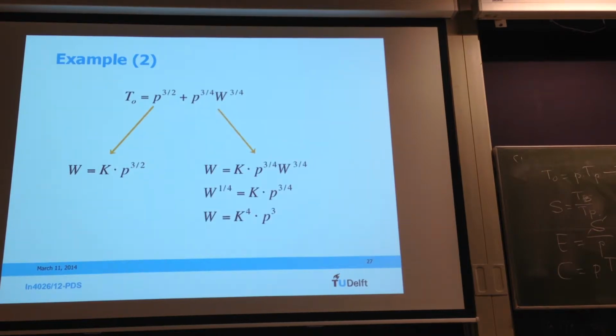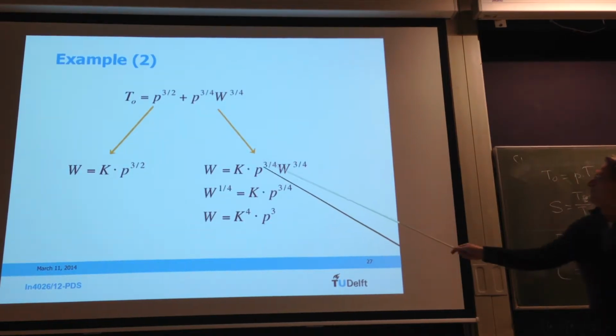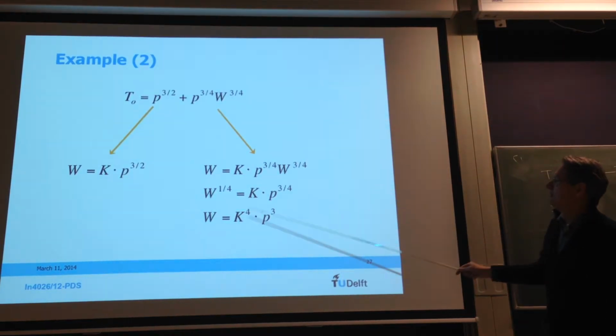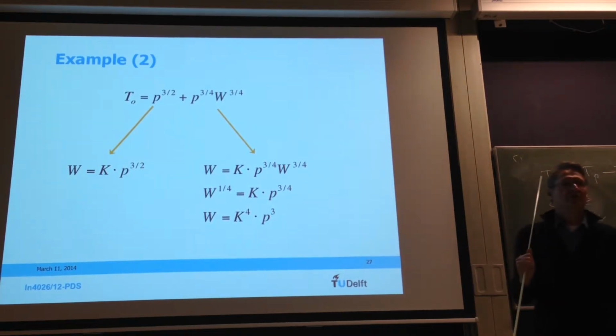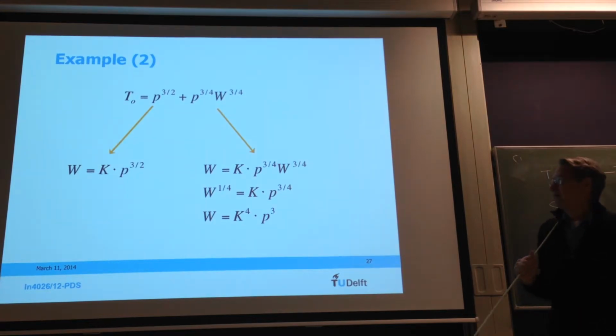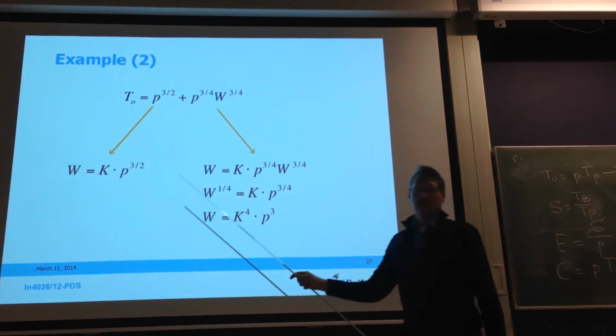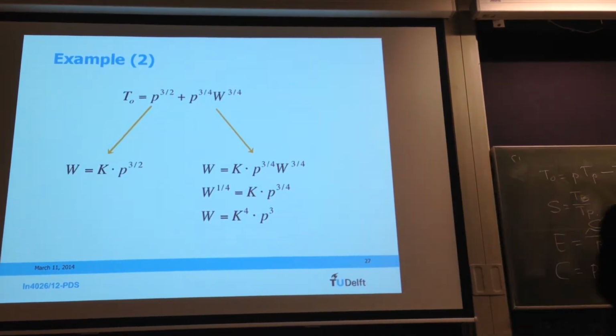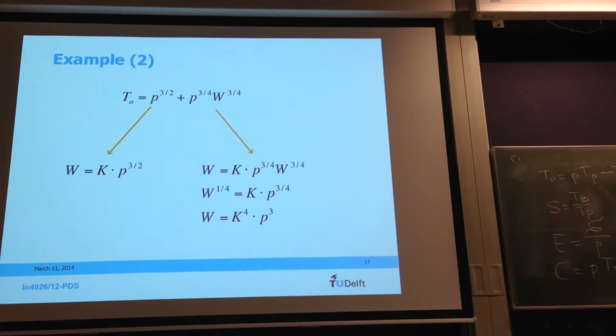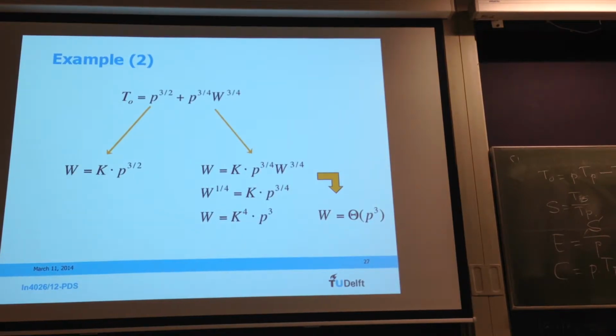And if we look at the other one, we see that the workload is equal to this term, and then we solve for W, and we see it's equal to K to the 4th, but it's still a constant, times P to the power 3. Here we can really get rid of the other term because it's way lower than this term. So this is the only one we have to take into account for the isoefficiency function in our scalability analysis. So W should be in the order of P to the power 3, because otherwise we cannot achieve any scalability of our system.